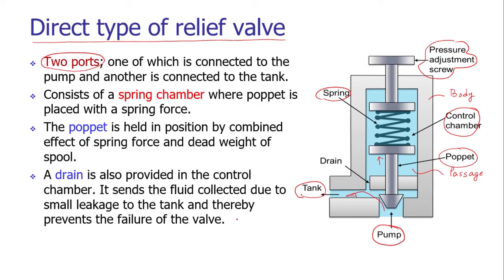During the operation, there may be leakage of the fluid inside the upper portion of the body of the pressure relief valve. To drain that leaked hydraulic fluid inside the body, it can be drained by using a small passage provided here. So this will protect against the failure of the valve due to the leakage problem.